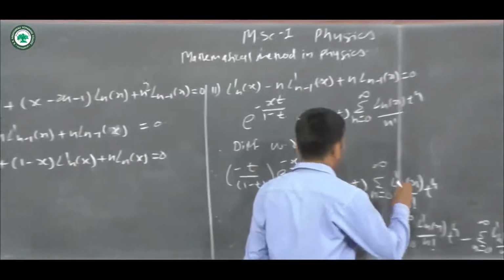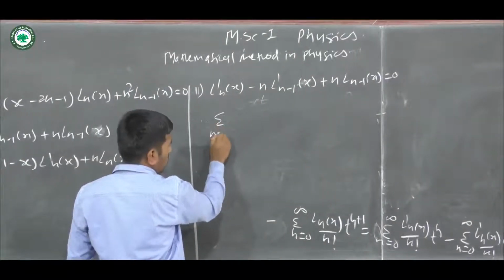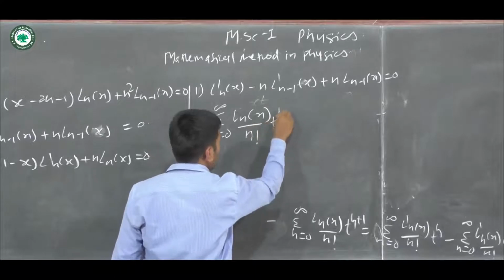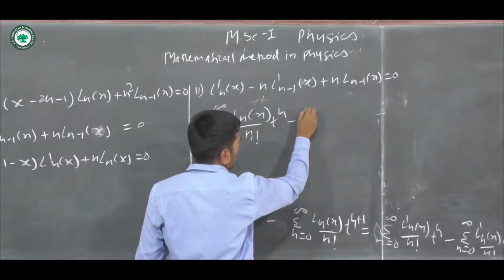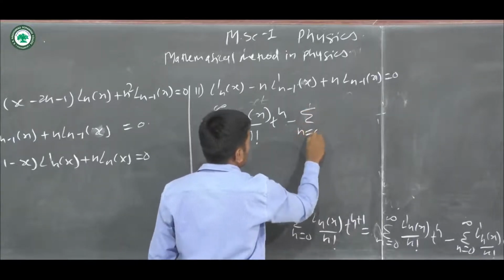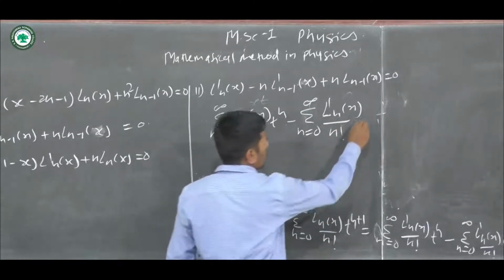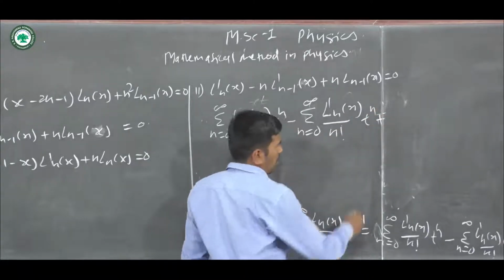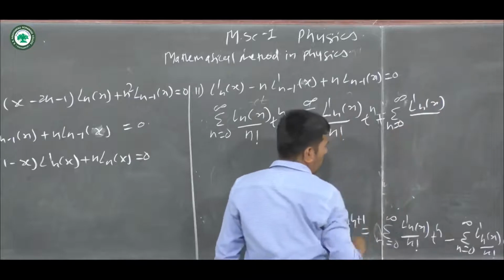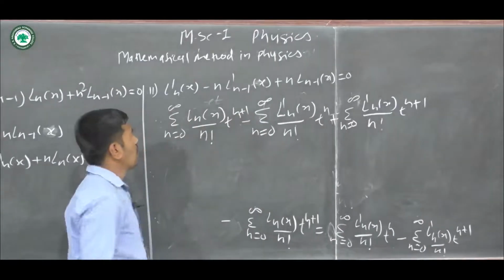Now we have these expressions. So if I write, it is summation n equal to 0 to infinity L_n divided by n factorial into t power n, minus summation n equal to 0 to infinity L'_n(x) divided by n factorial into t power n, plus summation n equal to 0 to infinity L'_n divided by n factorial into t power n plus 1. Here also is t power n plus 1.